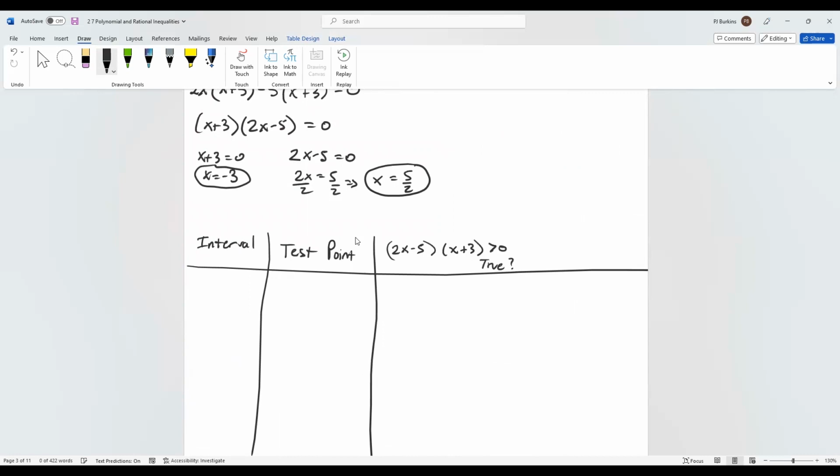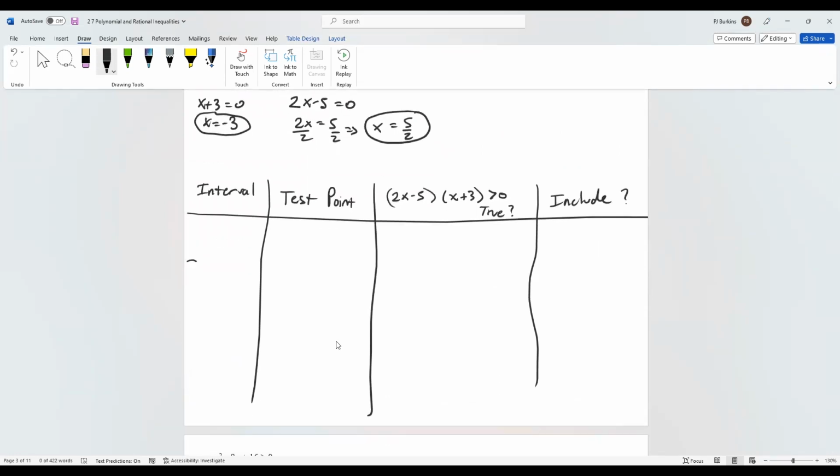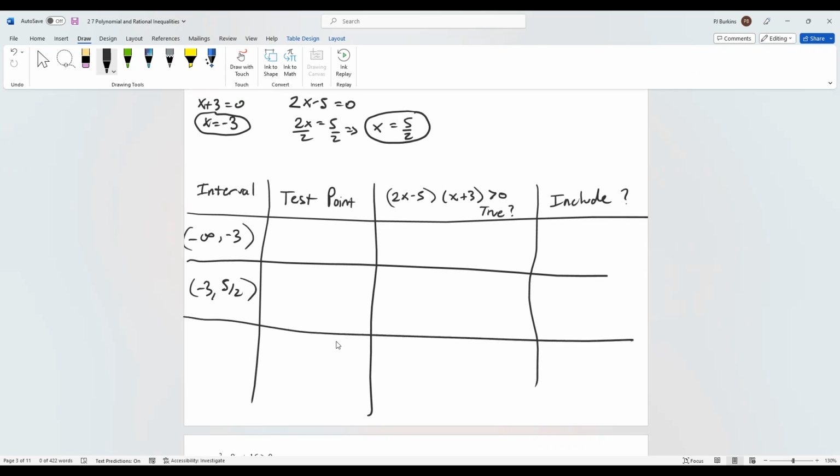And then the last part is, do we include, right? Okay. So the first interval was negative infinity to negative 3. The second was negative 3 to 5 halves. And the last interval then was 5 halves to infinity. And we chose the points negative 4, 0, and 3.